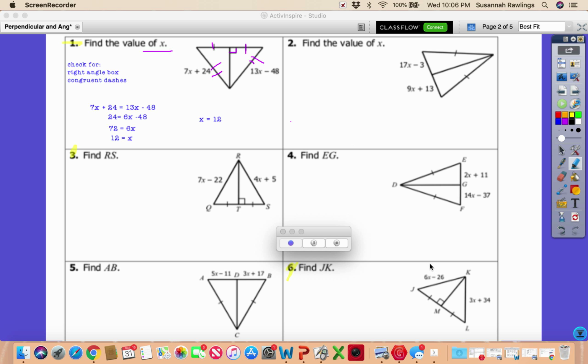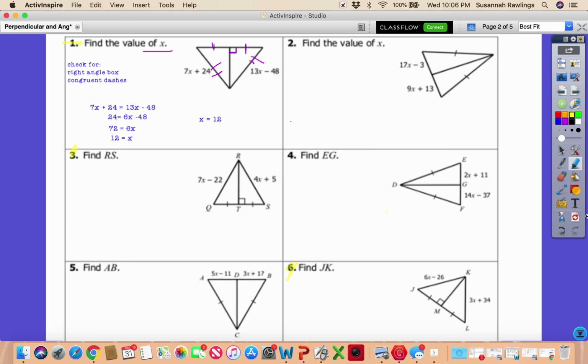It should be the same way to set up and solve. And then number 2 I'll do with you. That's the other type we have.